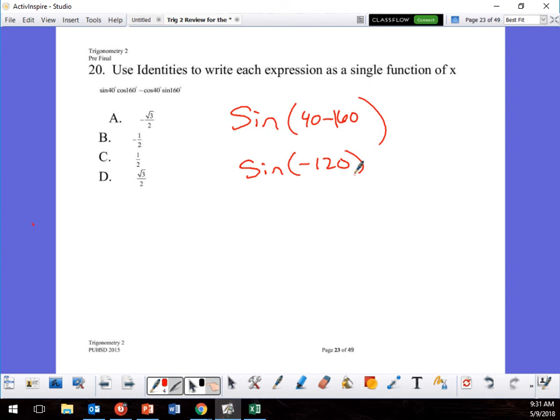Negative 120. I don't like negatives. What would it do if I don't like a negative? Coterminal. Add 360, right? So add 360 to that, we get 240. So we're looking for the sine of 240 degrees. So that's going to give me somewhere in quadrant 3. It is a negative, right, root 3 over 2? Yes. Okay.